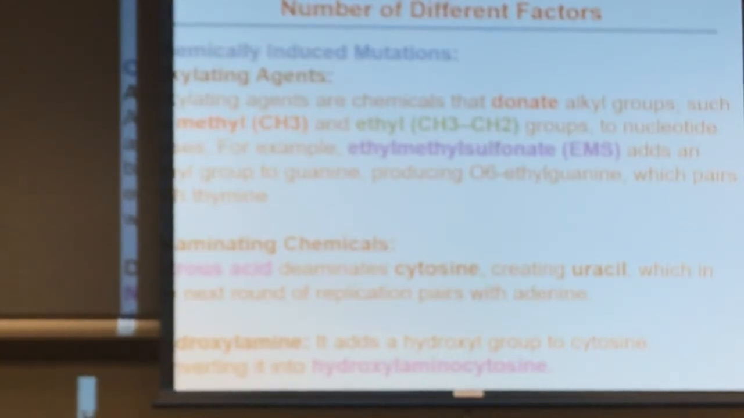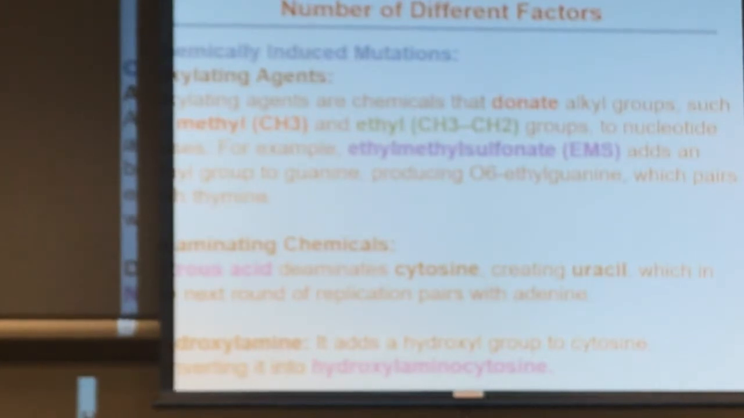So, deaminating chemicals. I previously said that amino groups are removed from the DNA, which I classified under spontaneous mutations. But I did not mention what causes deamination. Nitrous oxide can deaminate cytosine, creating uracil. So here, nitrous oxide is acting as a chemical which changes cytosine to uracil by removing the amino group. So nitrous oxide is an example of a deaminating chemical.